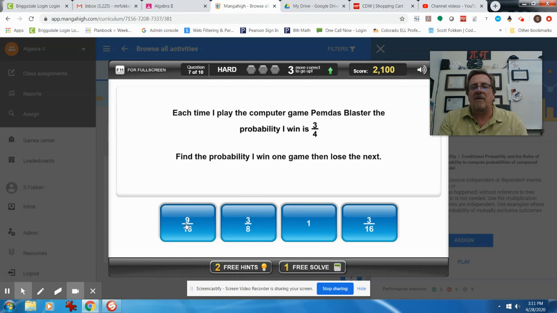So I got to think about this. Now, the probability that I win is 3/4. And then if the next game I lose, what's the probability that you lose? If the probability that you win is 3/4, the probability you lose is 1/4. So we're going to have to multiply 3/4 times 1/4 here. And that's going to be 3 times 1 is going to be 3, and 4 times 4 is going to be 16. So I think this got to be 3/16.